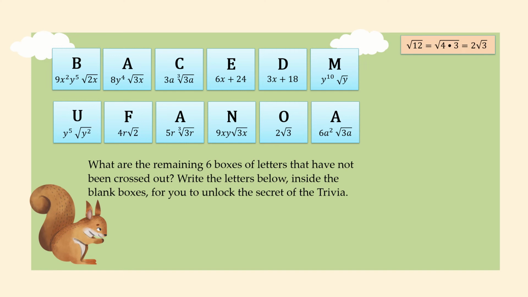So starting item number 1. Given is square root of 12. To simplify square root of 12, the result would be square root of 4 times 3, wherein 12 is factored as 4 times 3. Since 4 is a perfect square, the square root of 4 is 2. Then, square root of 3 remains as square root of 3 because it is irrational. So the final answer is 2 square root of 3. On the blue boxes, where can we find the answer 2 square root of 3? Okay, there. Letter O. So, letter O is crossed out.